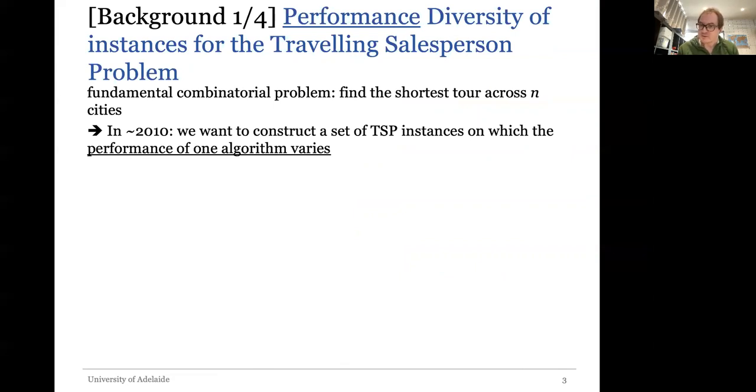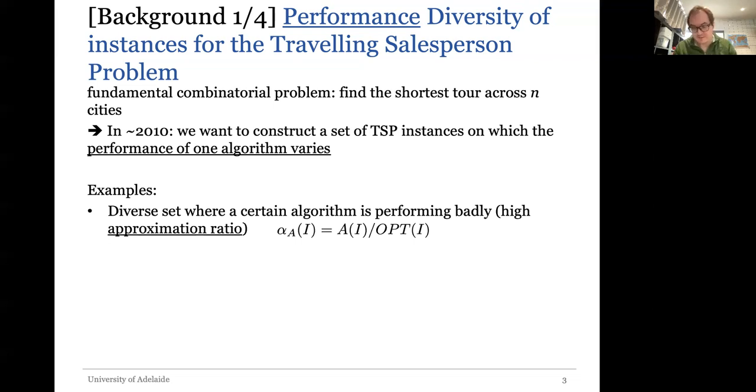About 10 years ago, we started with performance diversity of instances on the traveling salesperson problem. We wanted to construct a set of TSP instances on which the performance of one algorithm varies. And the fitness function that we used to drive this process was the simple approximation ratio. This is defined as follows.